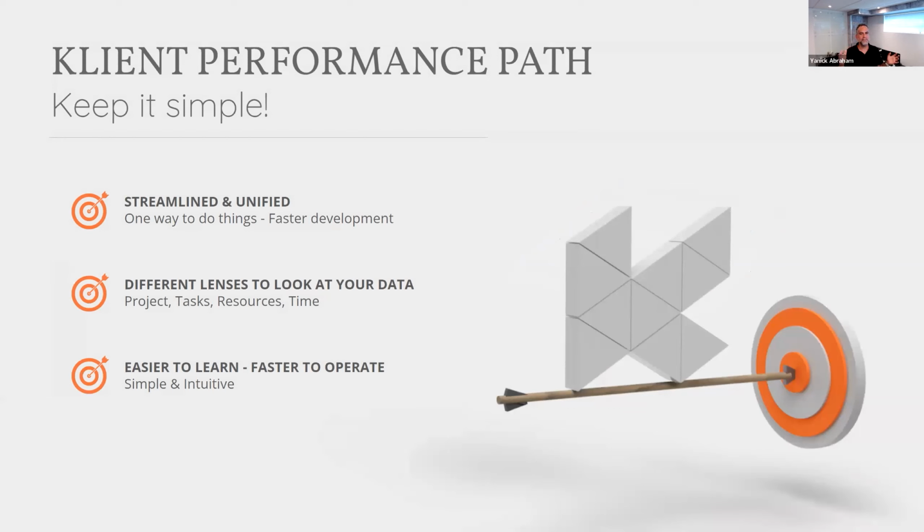So what is performance path? Performance path is really a streamlined and unified way of running Client. So it's really one way of doing things. You guys know it, and even more so in Salesforce, there's always 4 ways of doing something, and we had different UIs. So we really decided to streamline that version. So in this version of performance path, there's one optimal way of running the business.